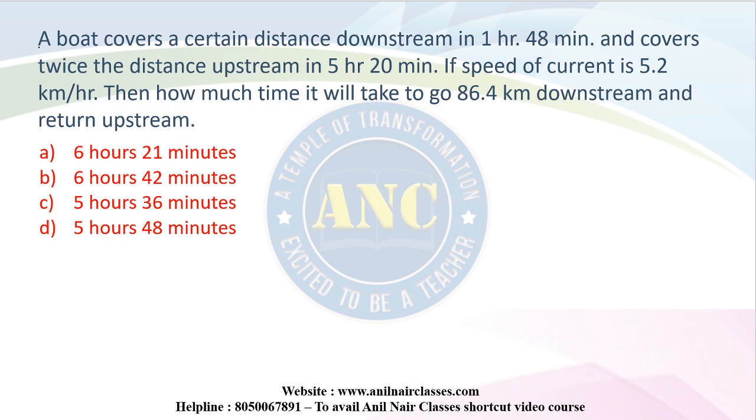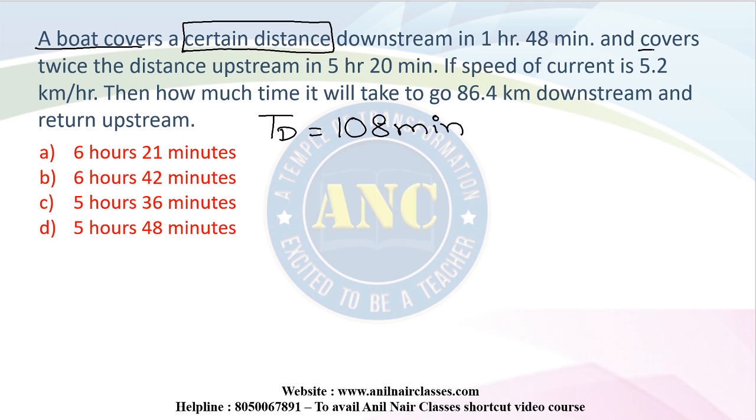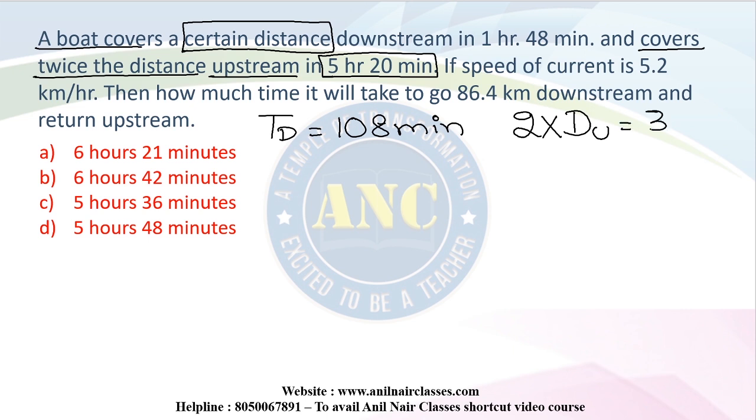Next, question number 16. A boat covers a certain distance downstream in 1 hour 48 minutes. Again, the distance is constant. That means downstream time is 1 hour 48 minutes, which is 108 minutes. And it covers twice the distance upstream in 5 hours 20 minutes. Now think logically. Twice the distance upstream, that means 2 times the upstream distance, say du. The time taken is 5 hours and 20 minutes, which is 320 minutes.